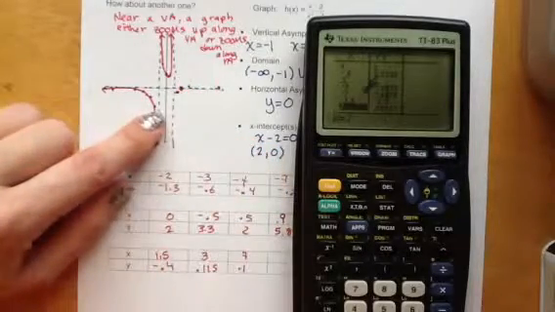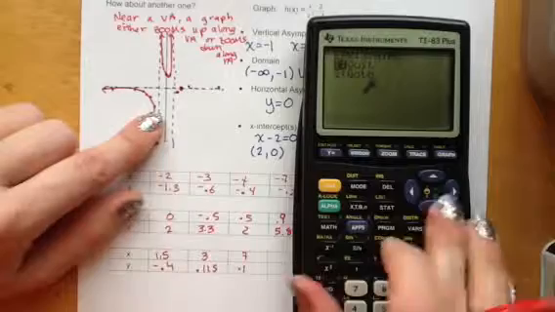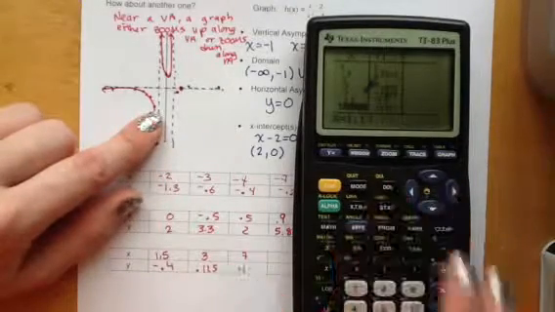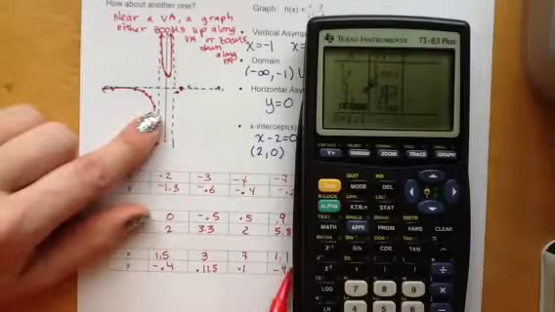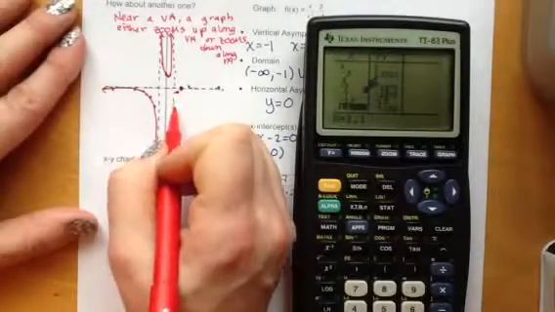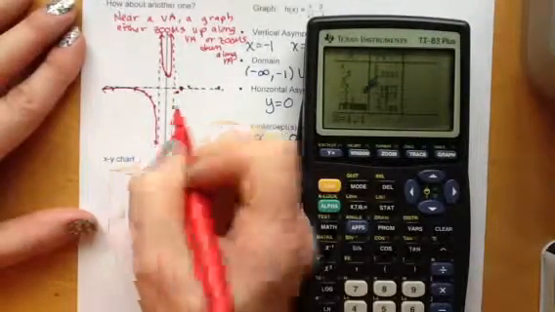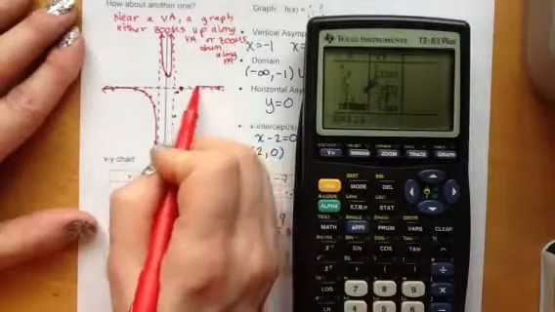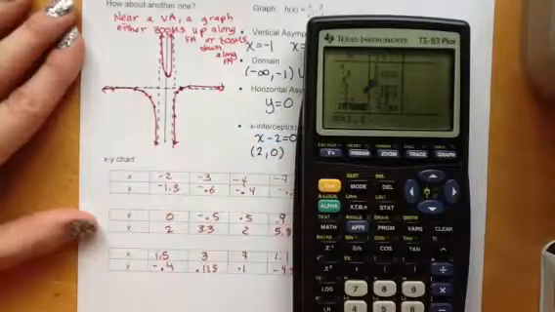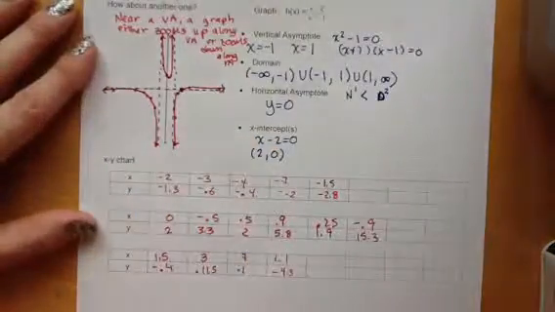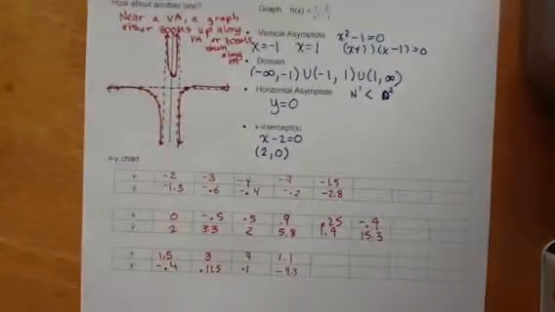If I pick something really close, like let's pick 1.1. At 1.1, the graph is at negative 4.3. So that just confirms that it's close there. So we can sketch this other branch of the graph. So now we have 3 branches to this rational function.